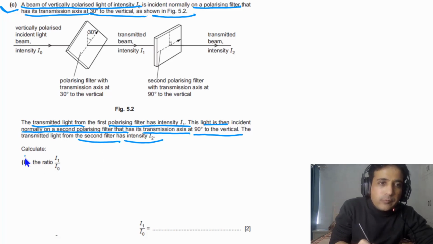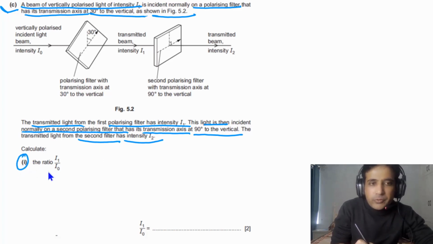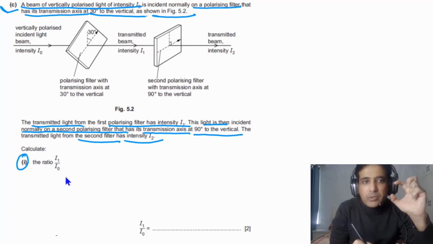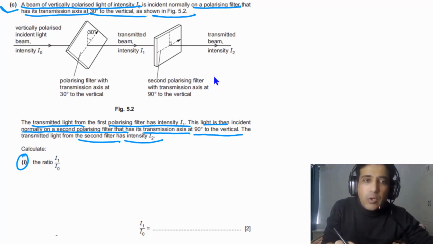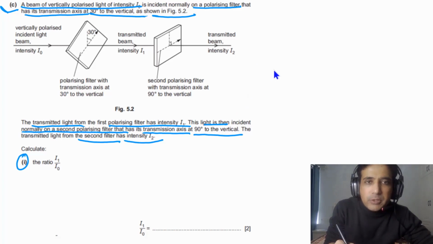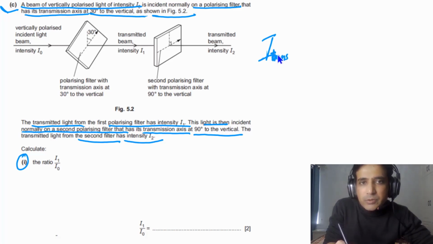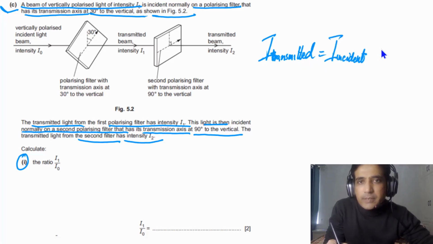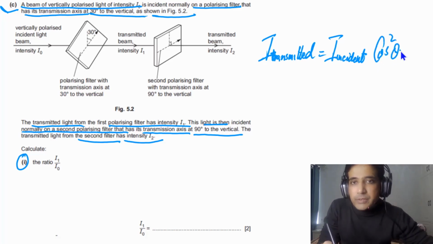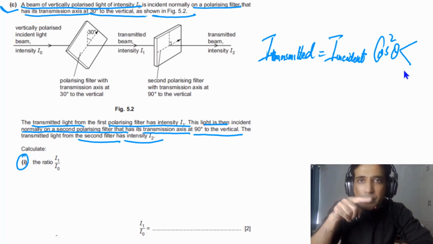First of all, for part C1, we need to calculate the ratio between I1 and I0. So this question is simply about Malus's law. Let's try to understand a little bit about Malus's law. According to Malus's law, I transmitted is equal to I incident, the intensity of incident light, times cos squared theta. And theta is the angle between two polarizing filters, or you can say between the polarized light and the polarizing filter.